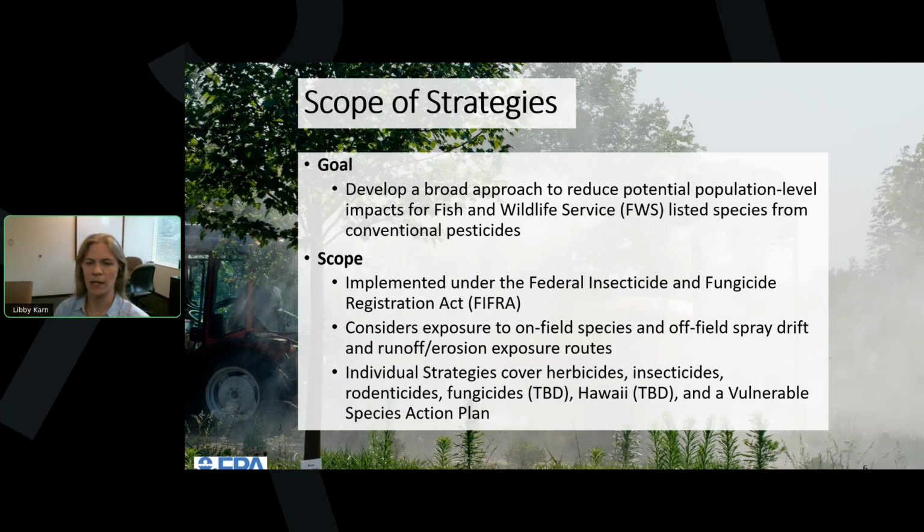Having a consistent set of mitigation measures is expected to be less complex and less impactful for users than creating unique mitigation for each listed species and for each individual chemical. The strategies will also streamline the process for consultation with the services to ensure that pesticide labels are compliant with the Endangered Species Act. In some cases, additional mitigation may be needed under the ESA for specific species.